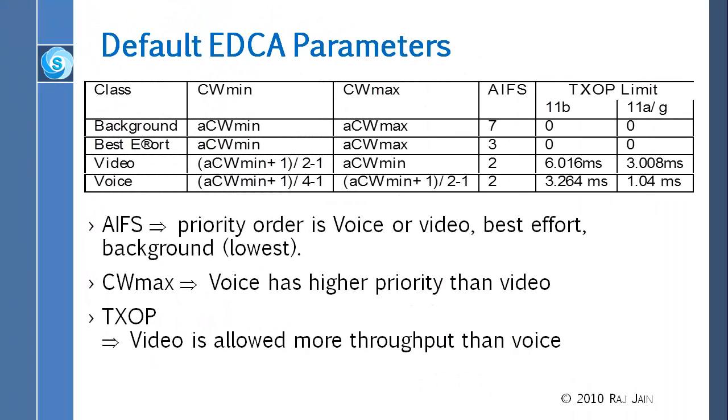So here are the 4 priorities: background traffic, best effort traffic, video and voice. These are the CW min, CW max values. The same value is used for these 2 priorities, but a different value is used for these 2 priorities. CW max value is given here. AIFS, these are the DIFS values. So you can see the voice has the highest priority and their AIFS is lowest. And this is the TXOP limit. This is the maximum NAV that you could declare. So this is 3 milliseconds, this is 6 milliseconds, and this is infinity. There is no limit on the background and the best effort.